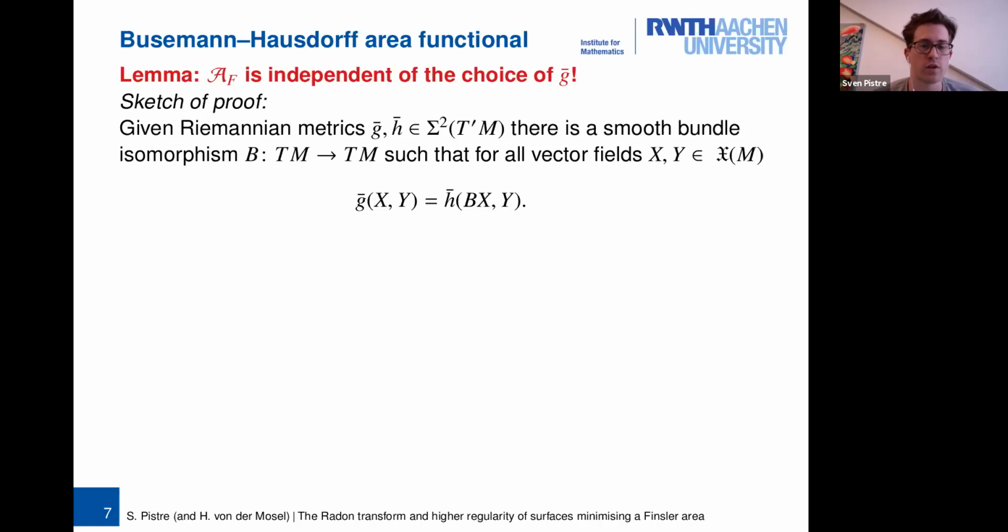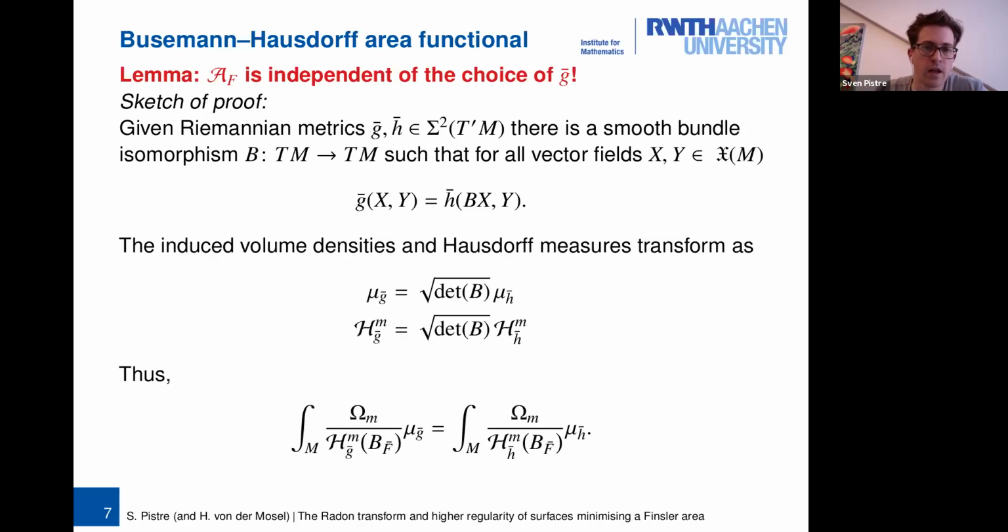Or in the language of differential geometry, it will be the flat operator and the sharp operator of the two metrics combined. So anyway, given two such objects, there's always something that connects them. And then if you look at the induced volume densities and the induced Hausdorff measures on the tangent planes, then you have this transformation formula here, where you will just take the determinant of this isomorphism and the square root of this, and that's how it transforms. And therefore, the ratio that I showed you before, the weight function, had this measure in the numerator here, and the density is sort of in the denominator, and the density is in the numerator. So this will cancel.